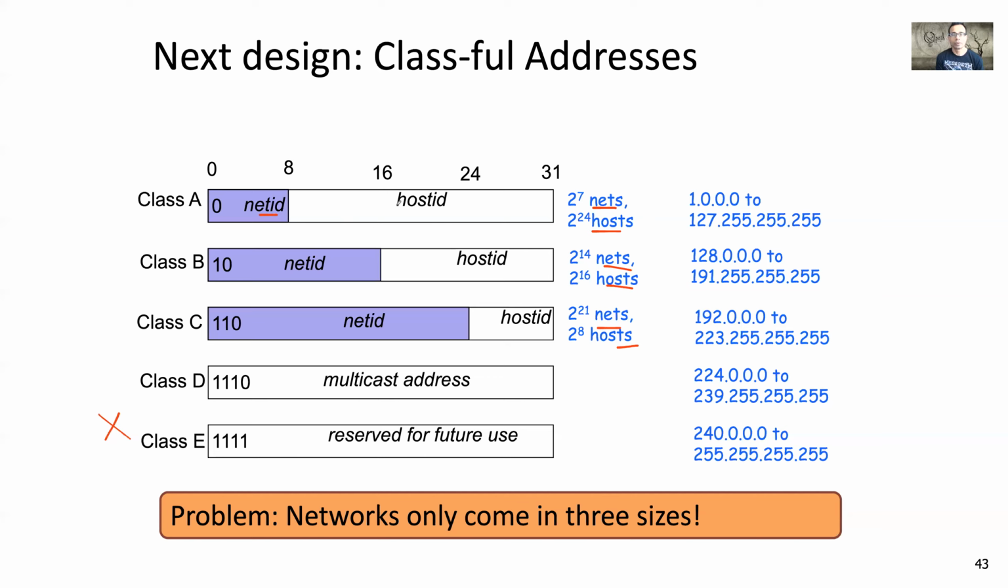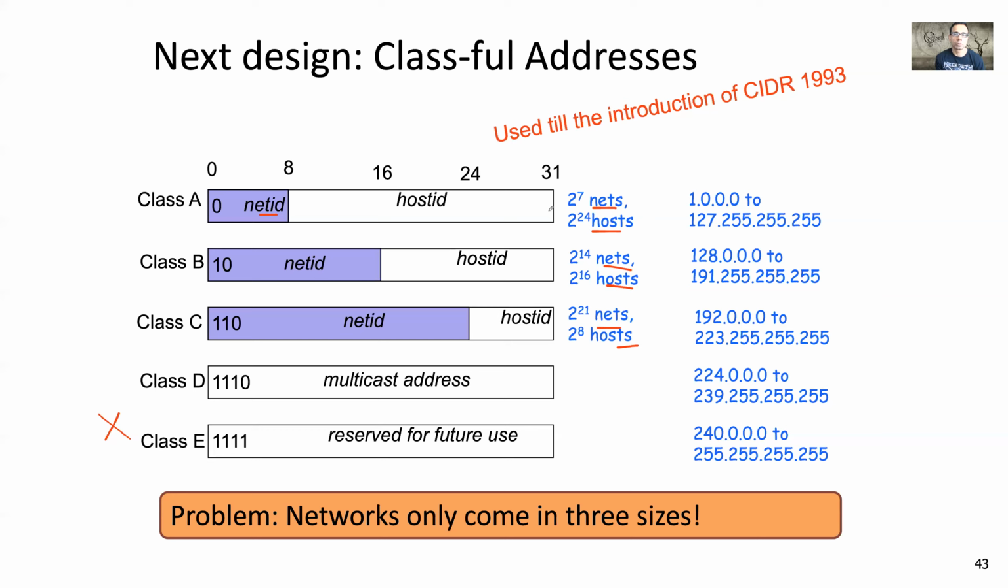And then a lot of IP addresses were being wasted, because if an organization got a class A address and it was only using 1,000 of those, then it's wasting a huge block of IP addresses just because it felt like buying those, right?